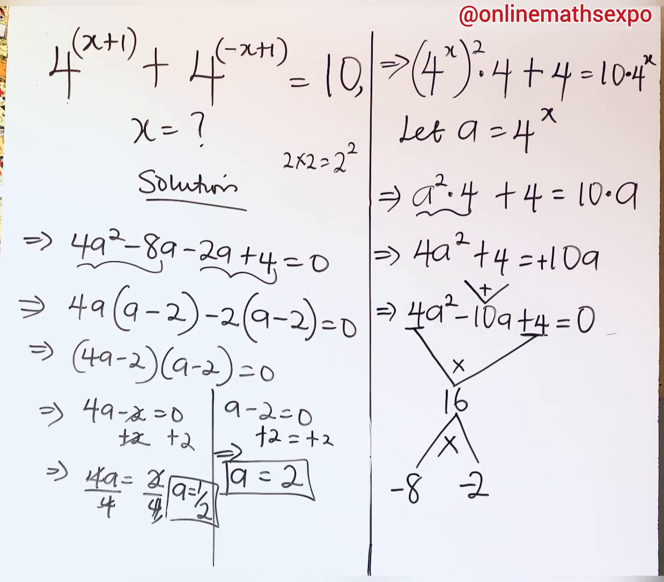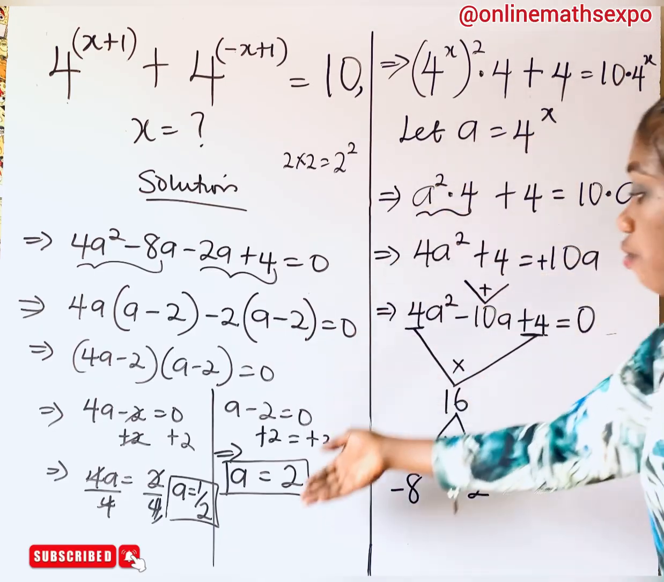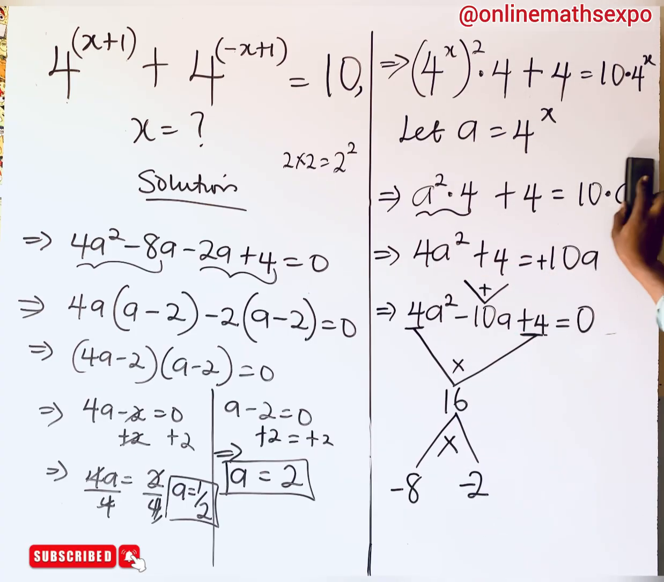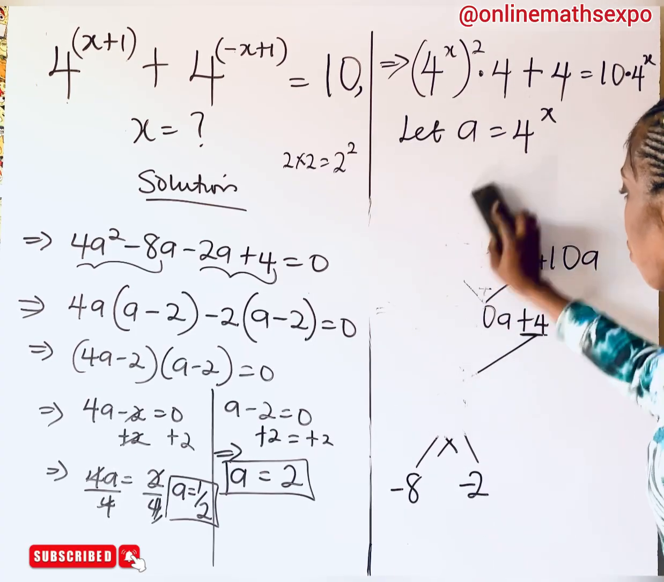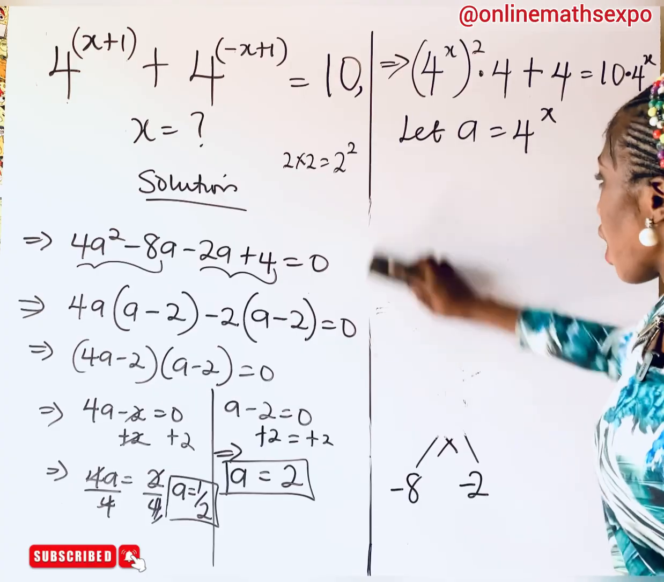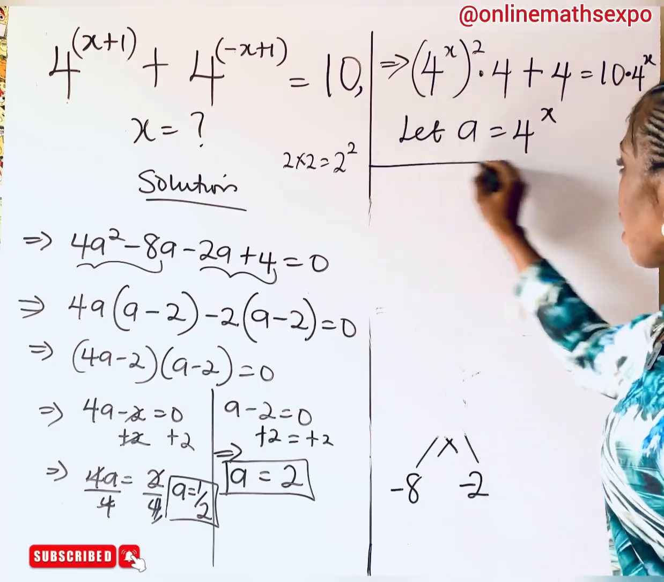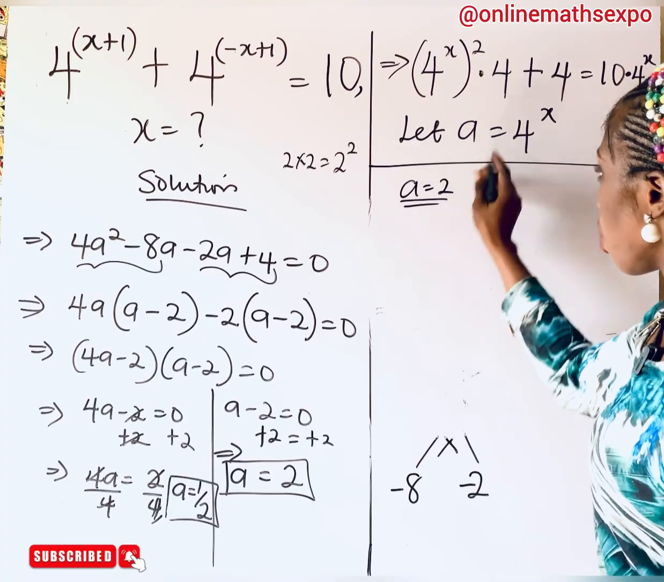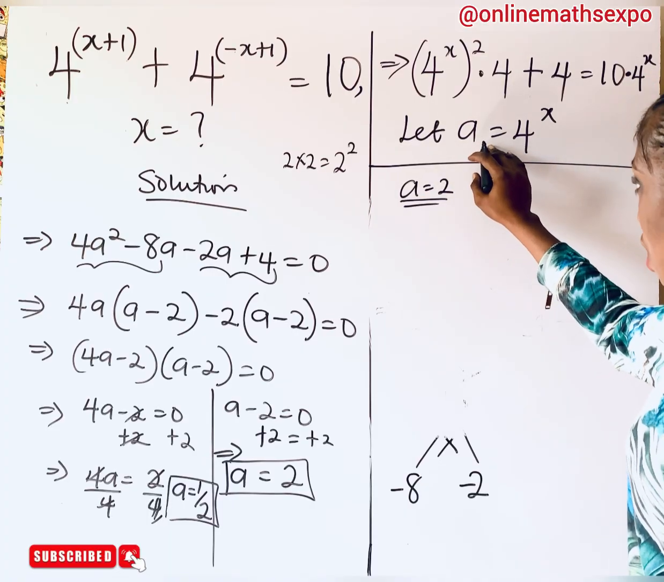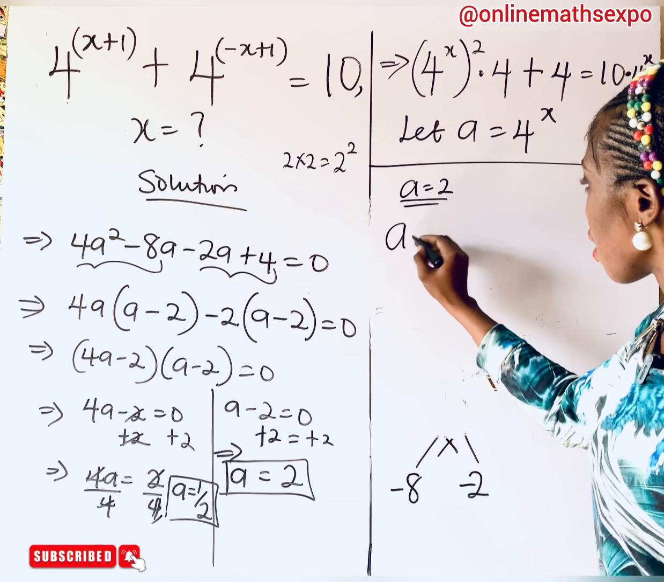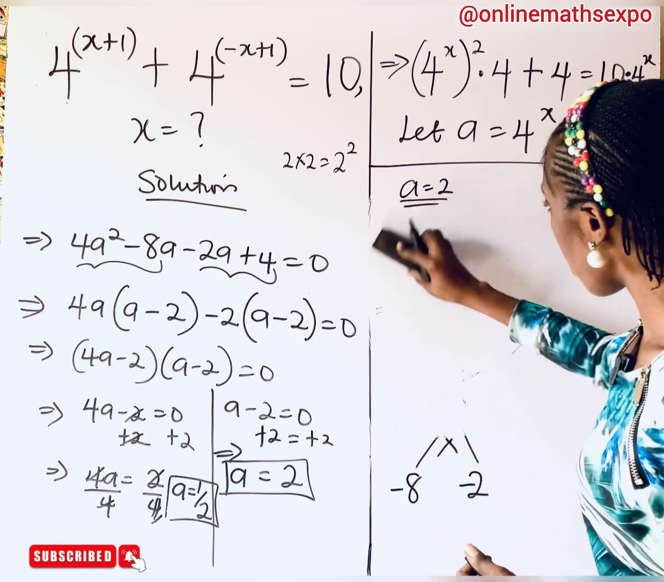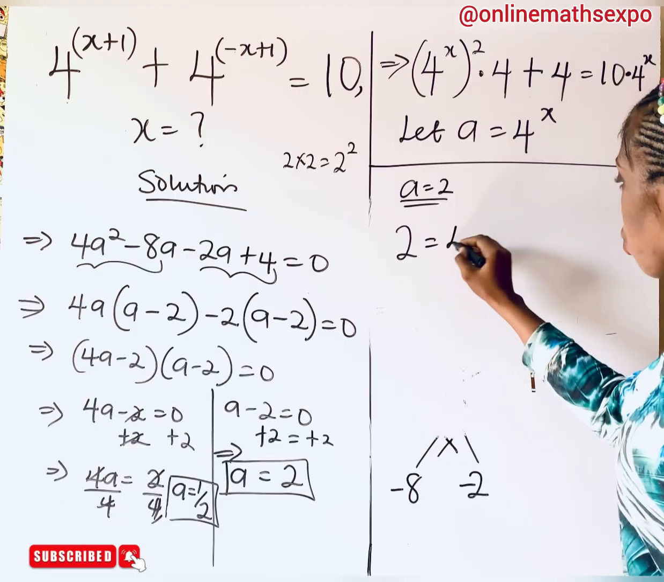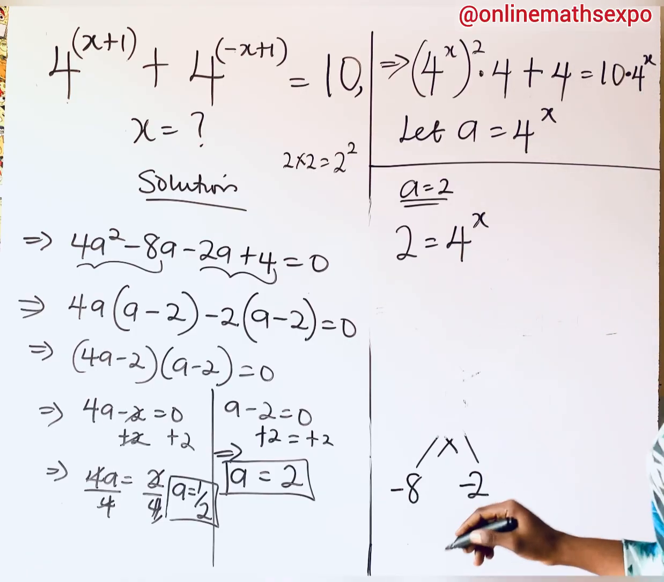So what you do is, we are going to apply this value here. We substitute it here to get the real value of x. So when a is 2, let's put it here to get x. So our a is 2, so it's going to be 2 is equal to 4 to the power of x. Did you see it now?